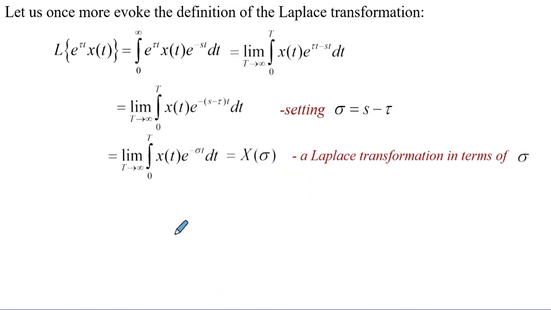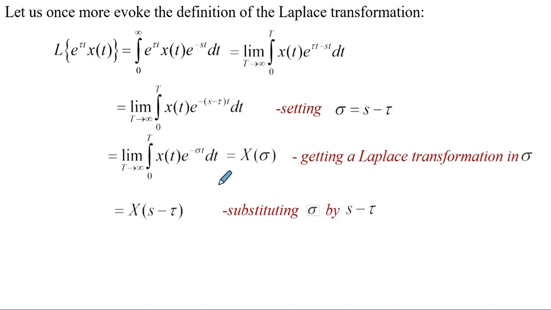Moving forward, we see that what we've got here actually defines a Laplace transform of x with respect to sigma. And that is not strange, because this is just a change of the parameter, which was s, and we just changed it to sigma, because we've taken sigma to be equal to this difference. So already we've defined the Laplace transform in terms of sigma, but we can substitute back, and then instead of X of sigma, we get X of s minus tau, simply substituting sigma by s minus tau. And what we're actually seeing here is that we're just replacing these two.